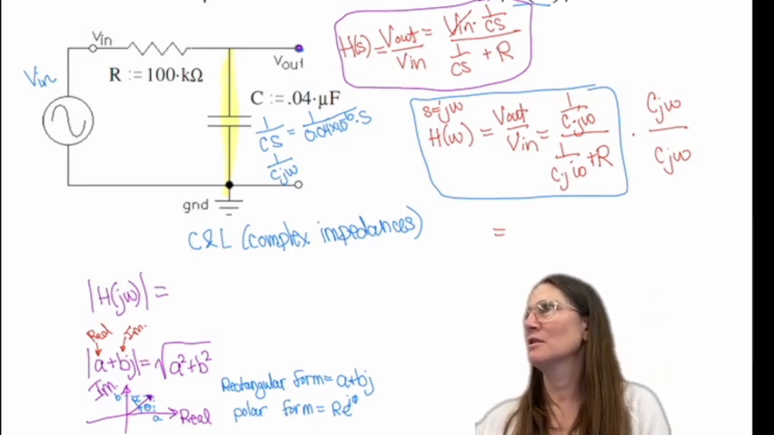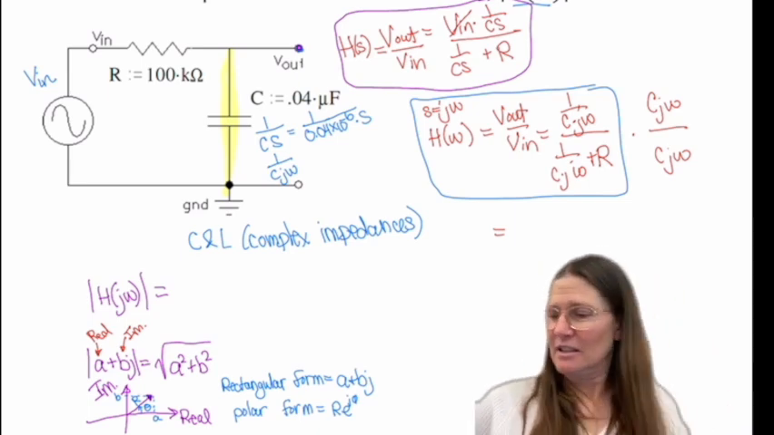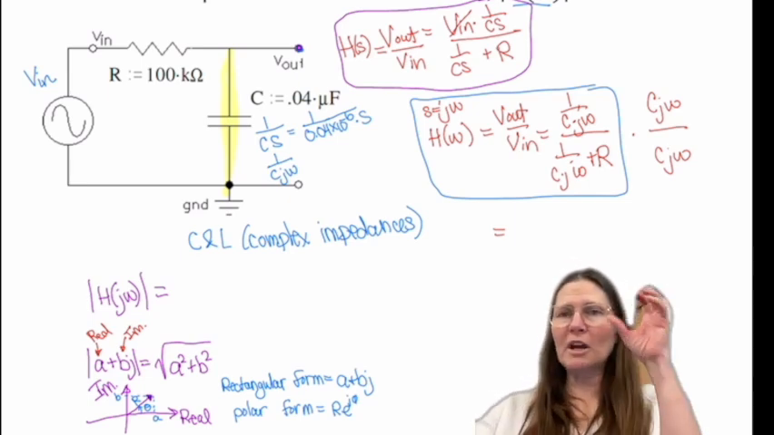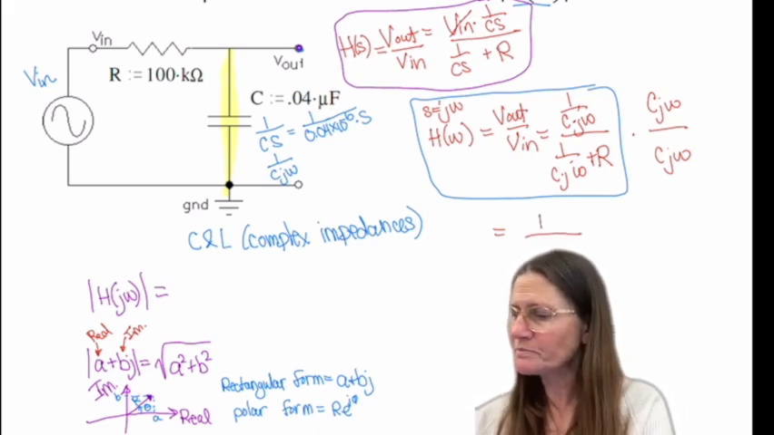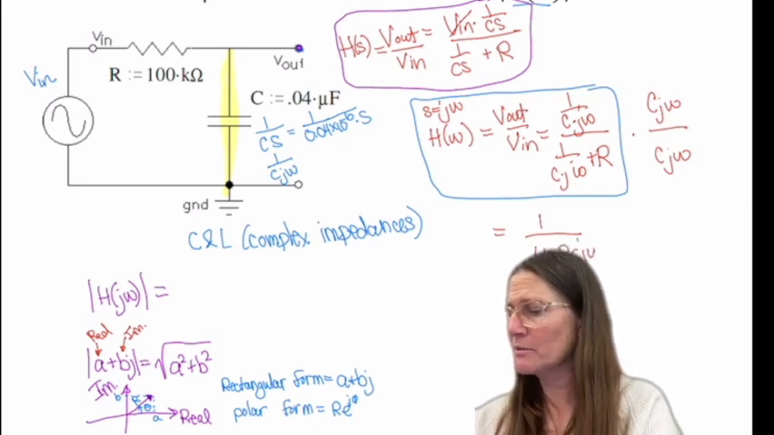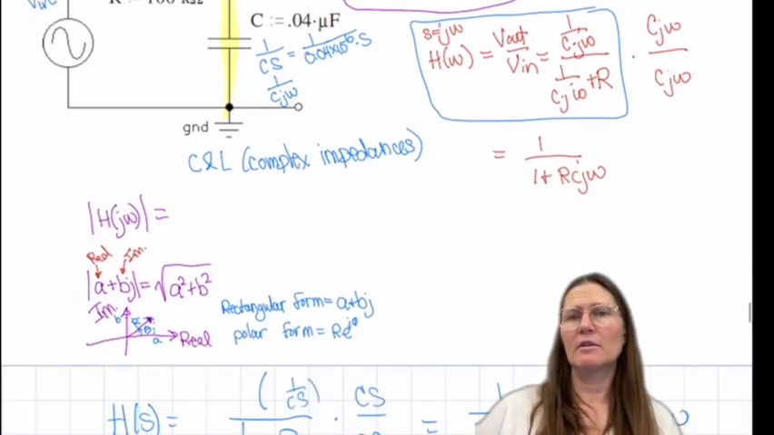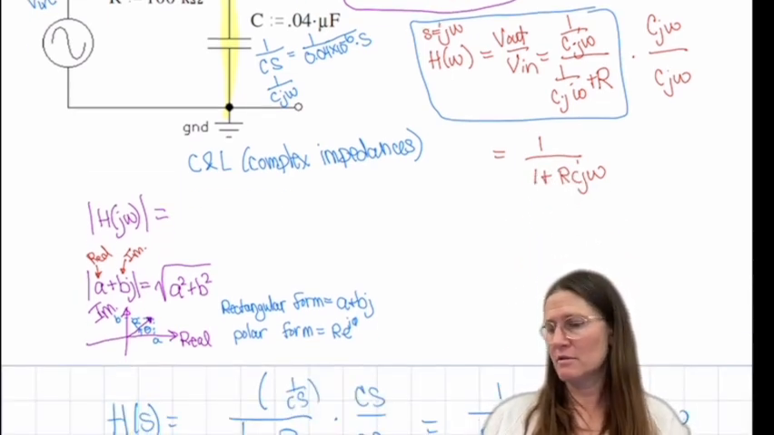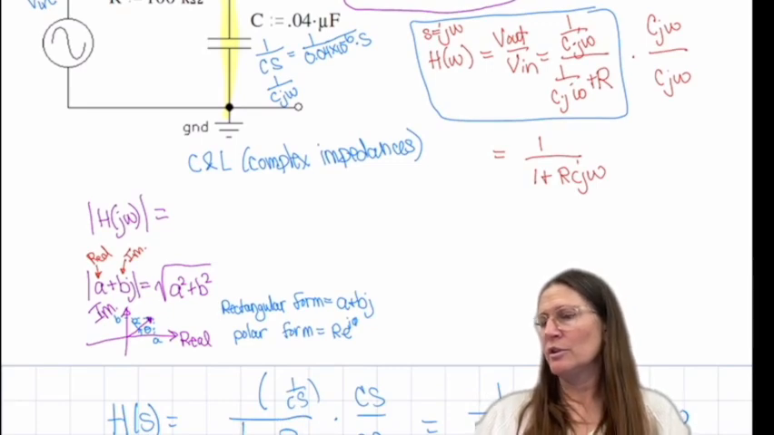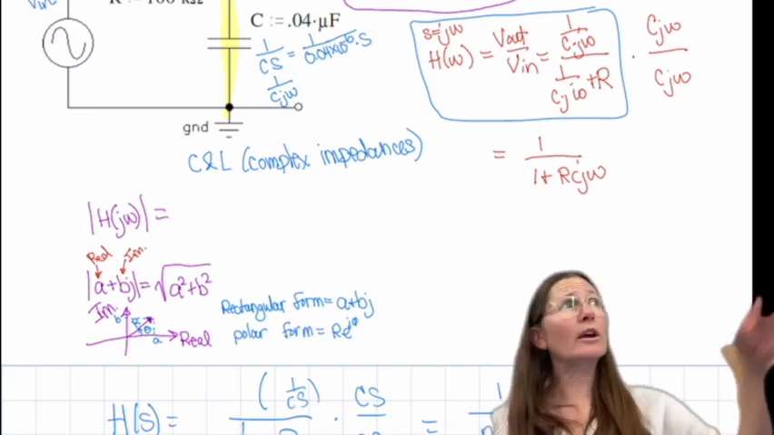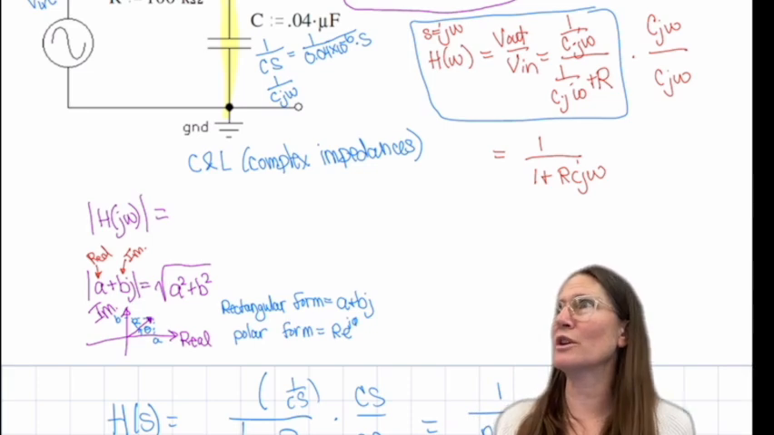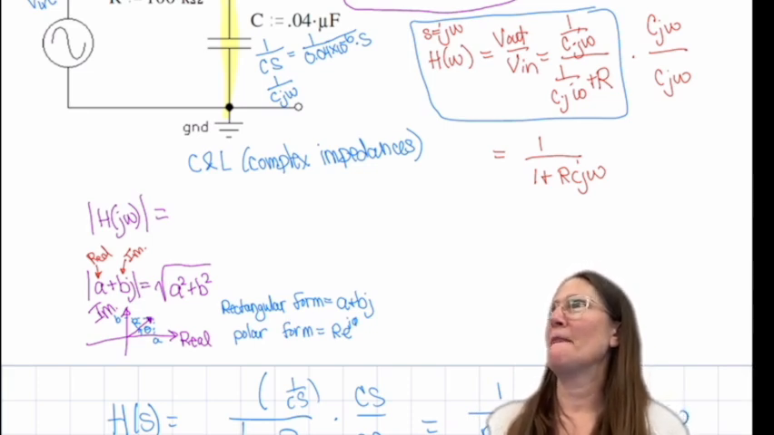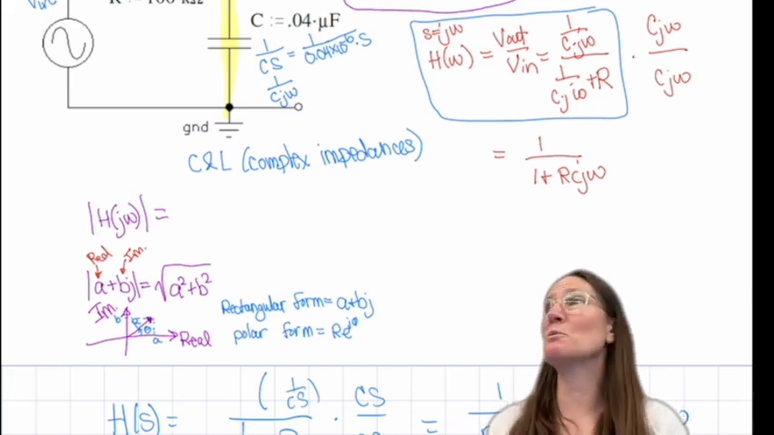Okay, so multiplying both the top and the bottom by Cj omega, that leaves you a 1 on the top. And then the bottom will be 1 plus RCj omega. So now on the bottom portion, I can take the magnitude. Well, what's the magnitude of 1? It's just going to be 1. So the top portion would be 1.